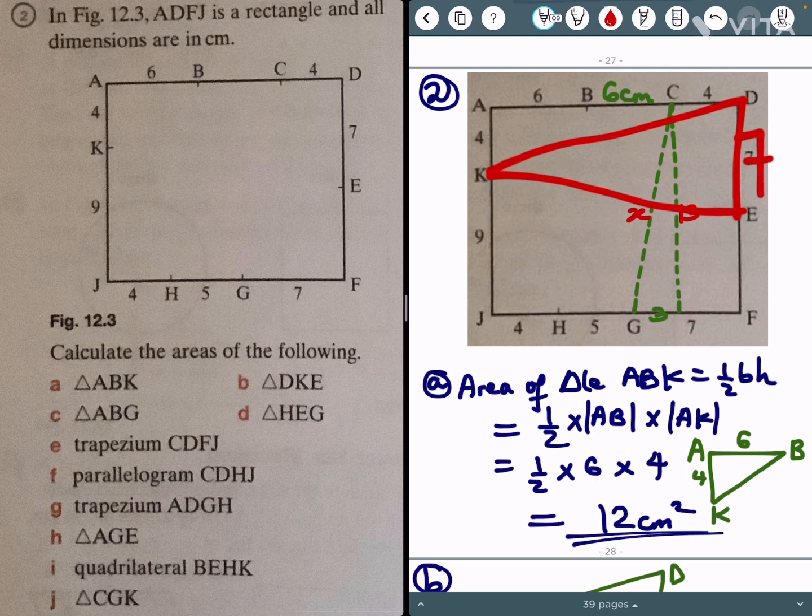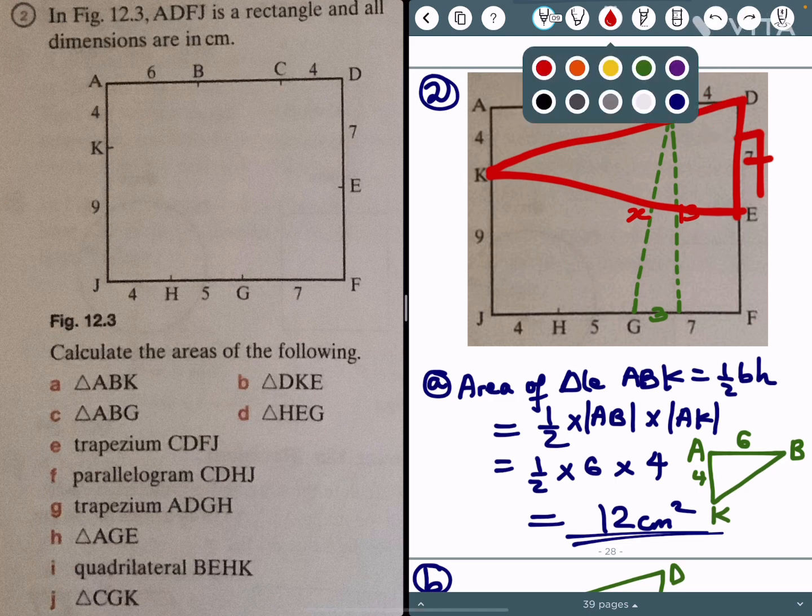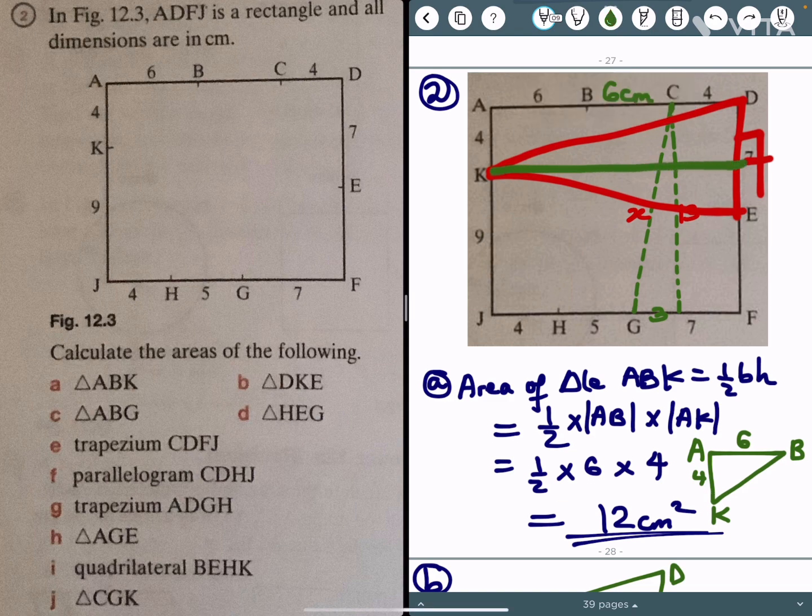The base is 7. The perpendicular height is what? The perpendicular height is the whole length here. So that's what? 6 plus 6 plus 4. So I could draw it in the middle of the triangle and make it look like a height. So the vertical height is 6 plus 6 plus 4. That's 16. The vertical height is 16.